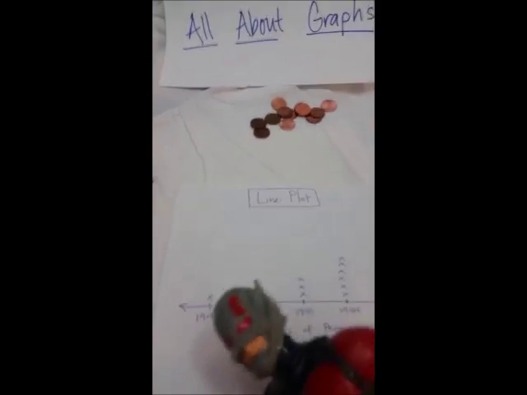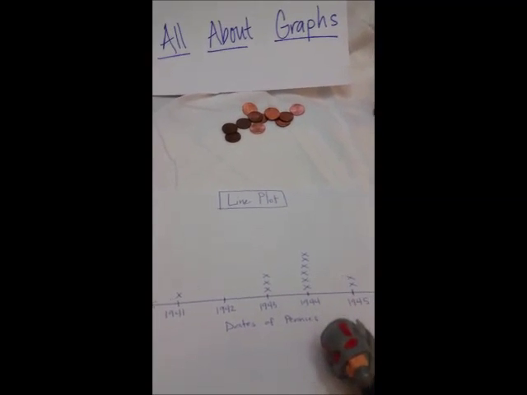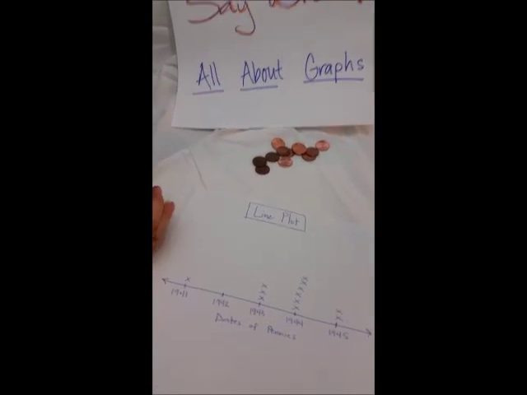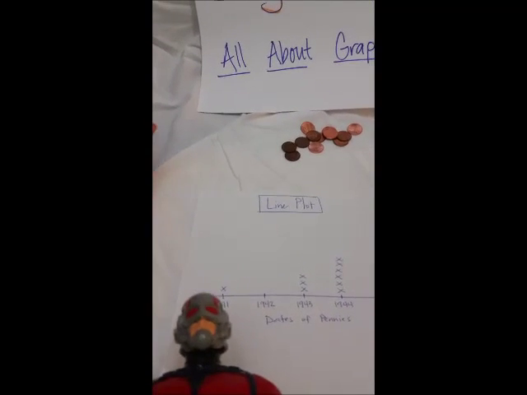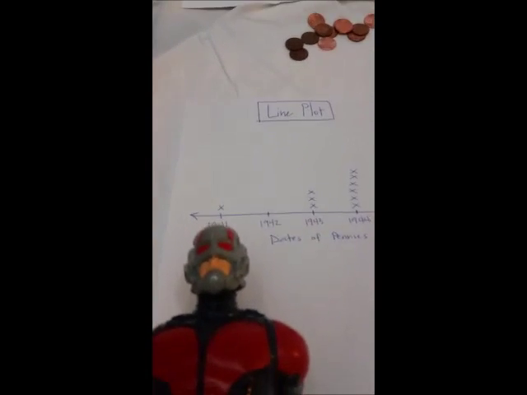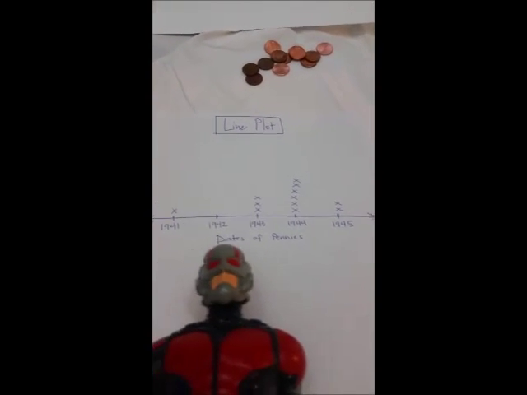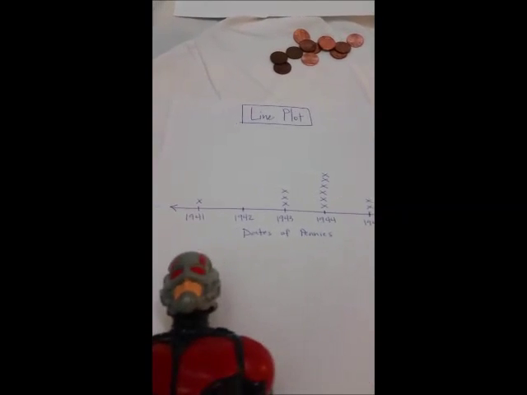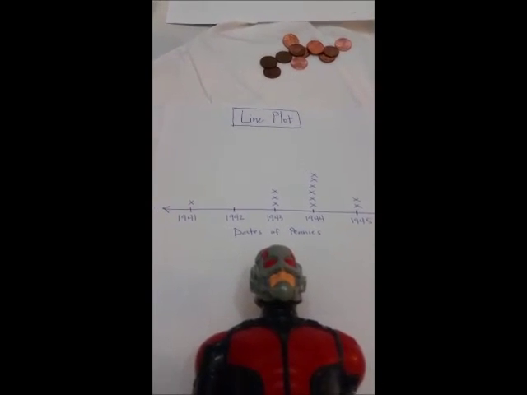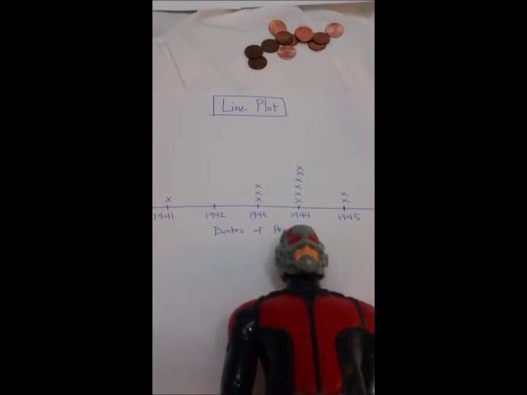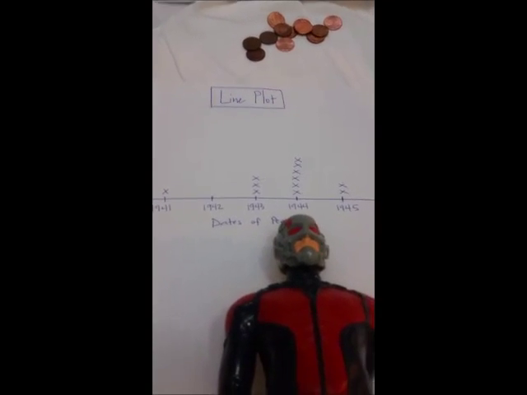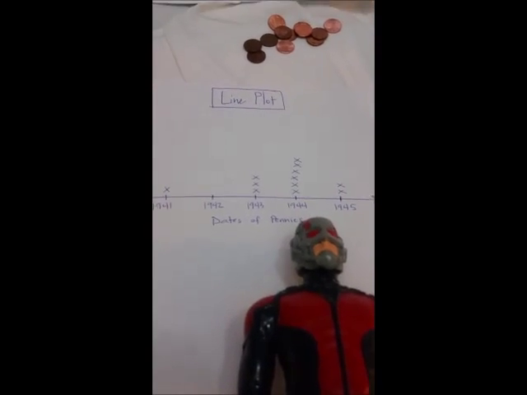Look right here. We've labeled the graph dates of pennies, and for every year that we have a penny that shows up with that year on it, we put an X on it. So 1941 has 1X, which means it has 1 penny from that year. Which year had the most pennies that we found? You're right. 1944. It has 6 X's, which means it has 6 pennies.